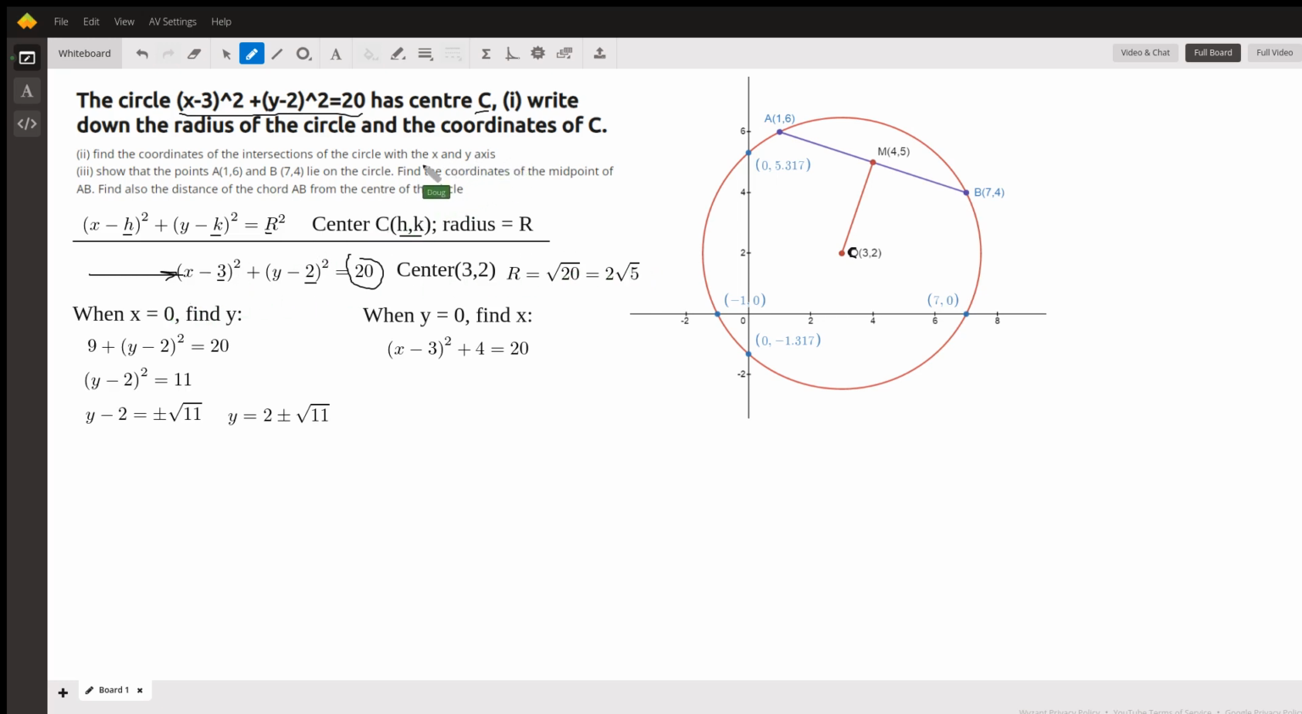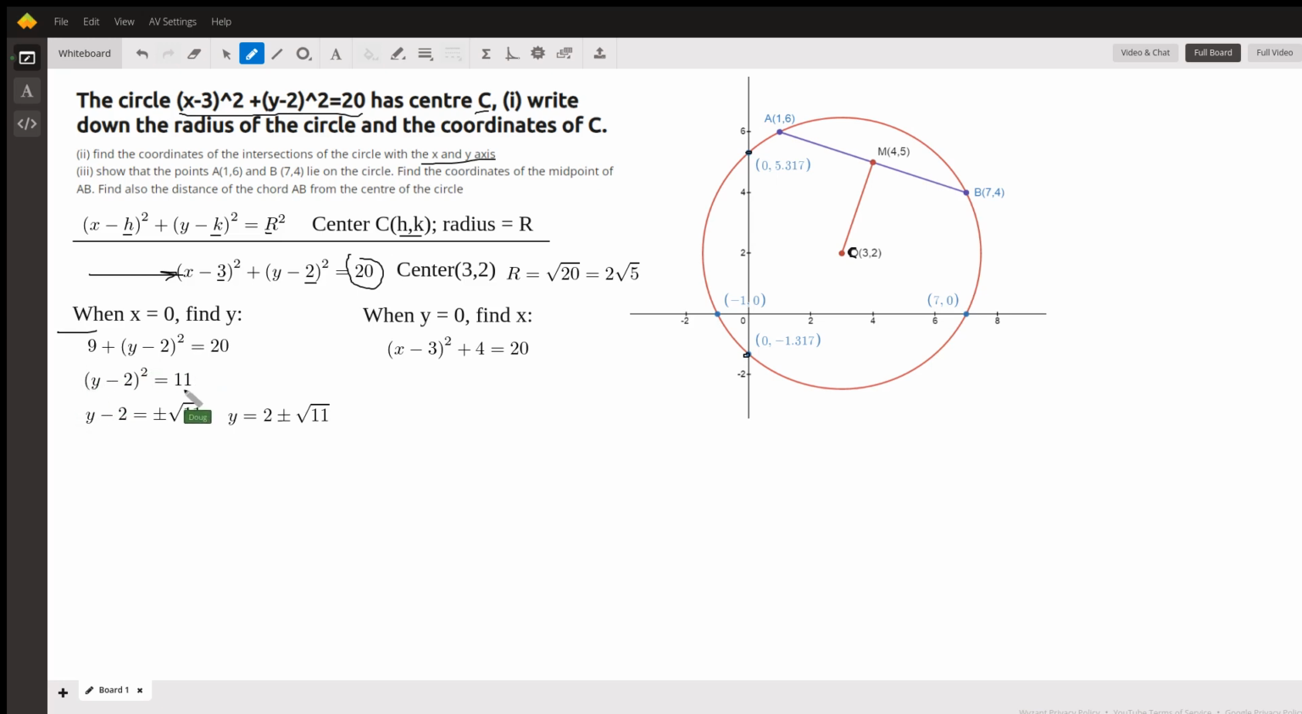To find the points where the circle crosses the y-axis, that's these points right here, you set x equal to 0 and solve for y. That's what we're doing right here. We're finding the y-intercepts. So if I put 0 in for x, I get minus 3 squared, which is 9. And these are the steps to solve for the y coordinates.